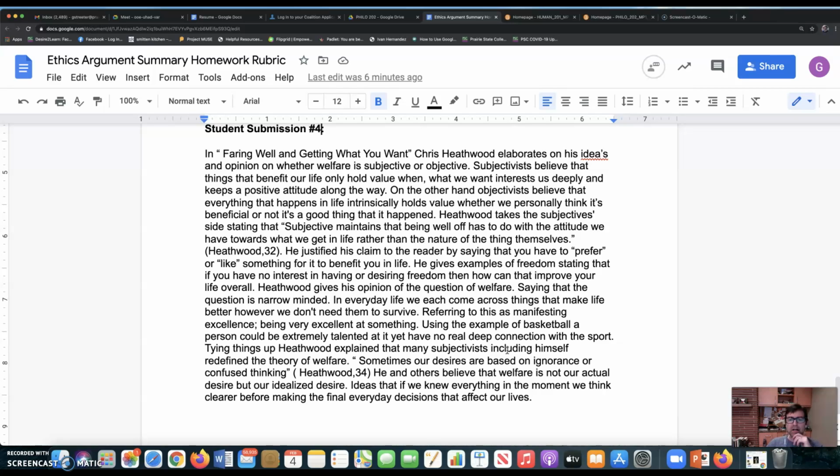Okay, good. Again, it would be better if the example was described in more detail, but I like that the student moves to that example as part of the support for the argument. Heathwood gives his opinion. Stay away from the word opinion. Heathwood is not just giving his opinion. He's giving an argument, right? So he's making a claim and providing reasons for that claim. That's not the same as an opinion, right? An opinion is just a statement without anything to back it up.